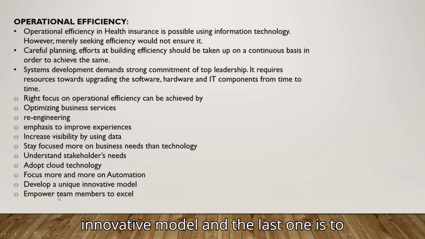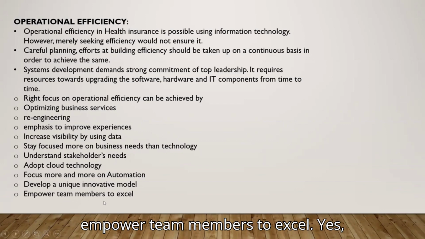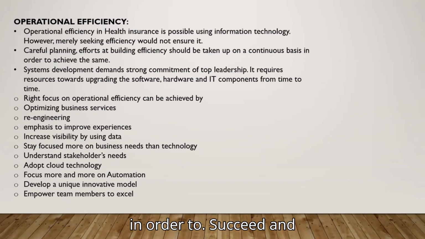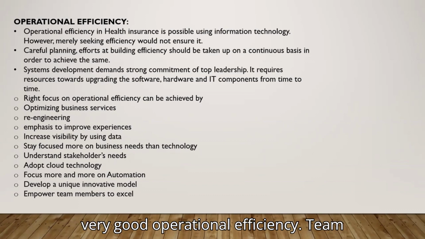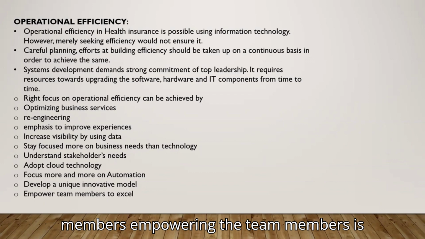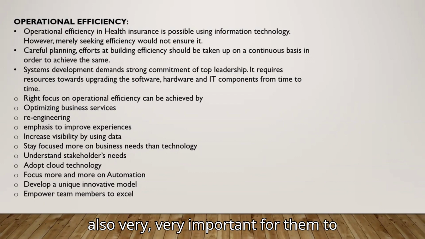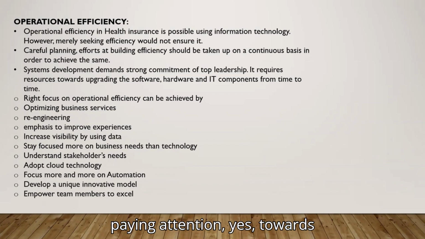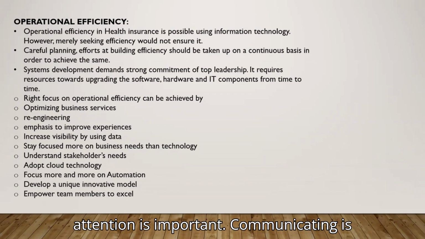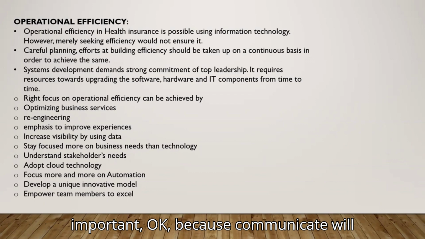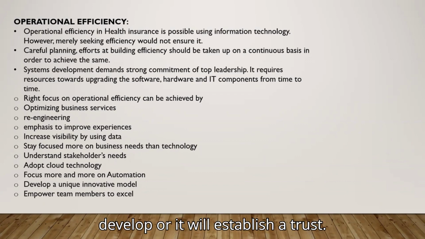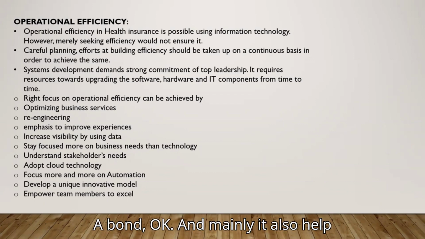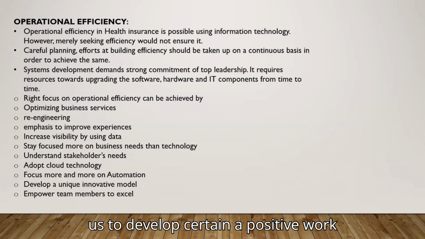And the last one is to empower team members to excel. In order to succeed and have very good operational efficiency, empowering the team members is very, very important to reach excellence. Here, paying attention towards the team members is important. Communicating is important, because communication will establish trust and a bond, and it also helps us develop a positive work culture, right?